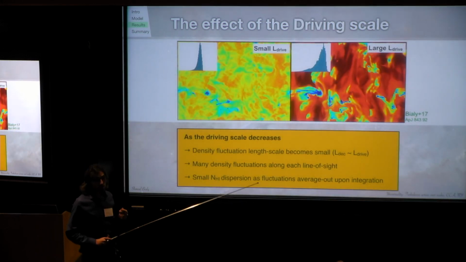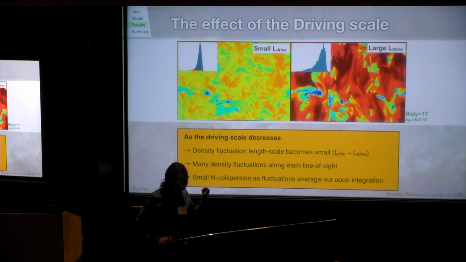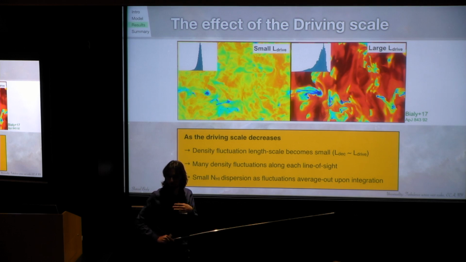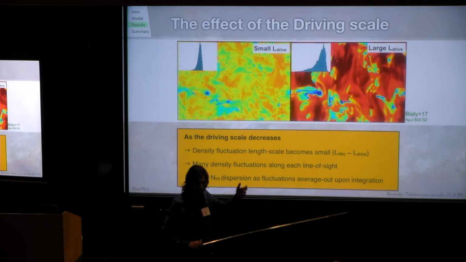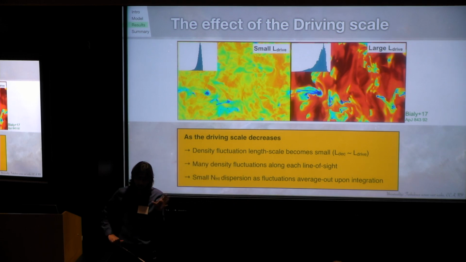Now, what's the effect of the driving scale? I think it's quite important to also focus on that, because often I feel, at least in astrophysics, people sometimes neglect this. They very often talk about the Mach number, sometimes about the beta parameter, but not so much about the scale of driving. And this is also very important because here we have an averaging effect.